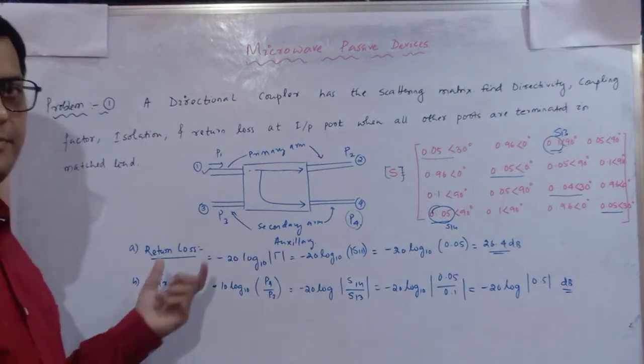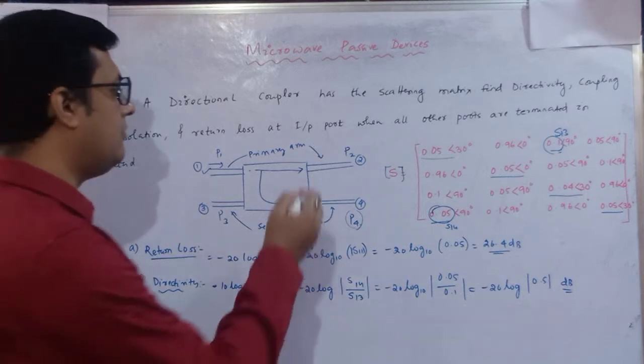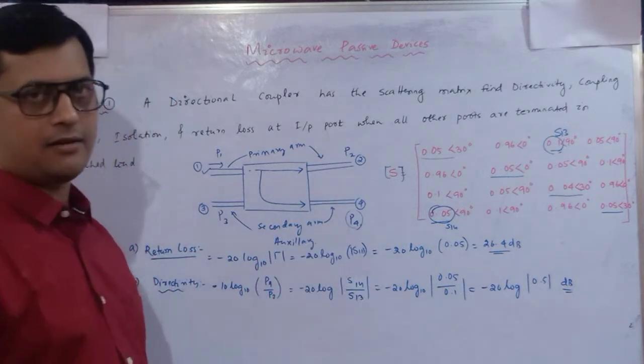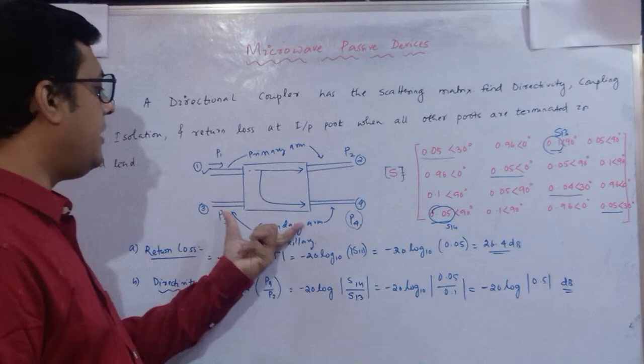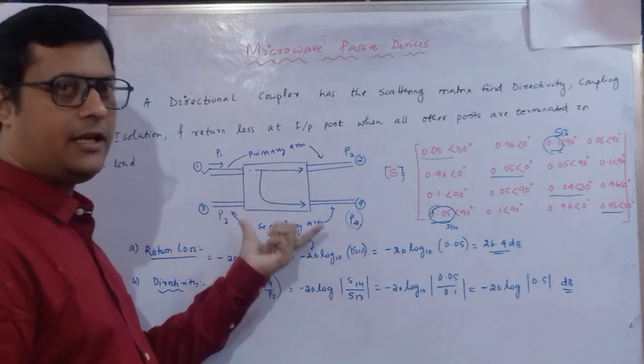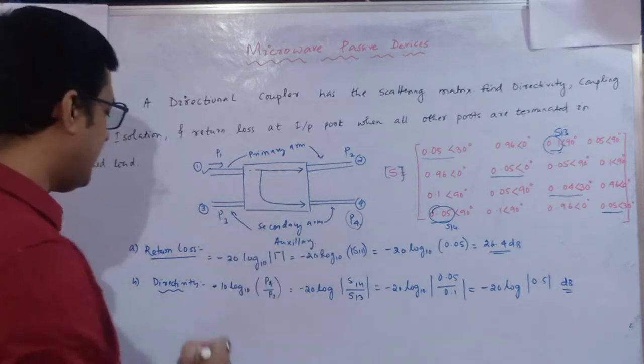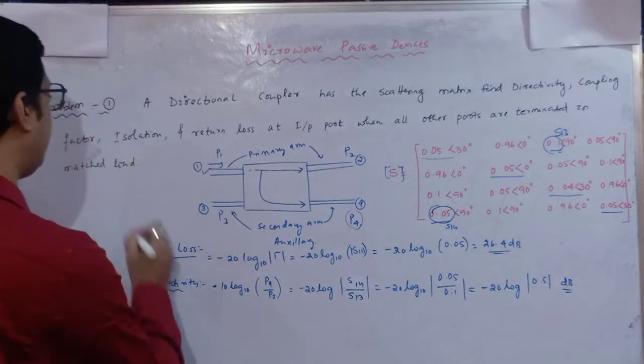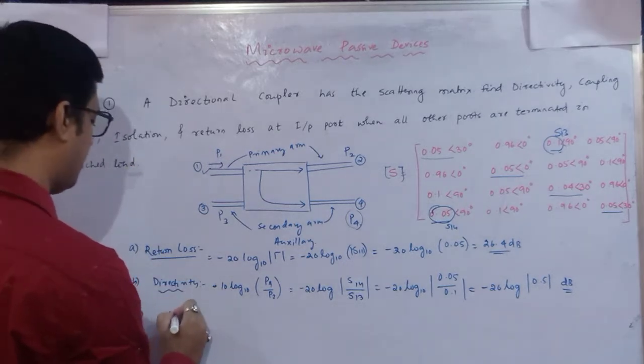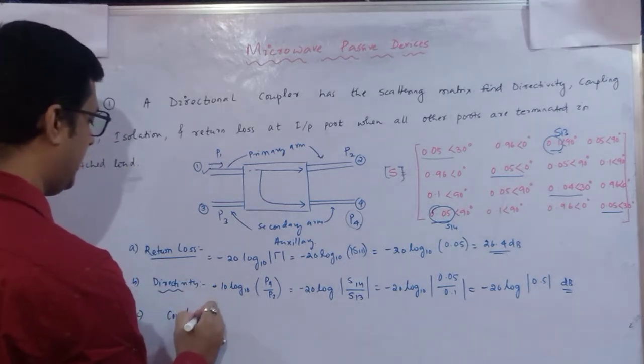So directivity is basically identified with the help of whom? With the help of the given scattering parameters. Okay, and we have identified the directivity in the auxiliary arm. Okay, the next is our coupling factor.